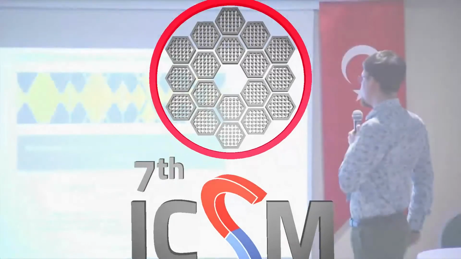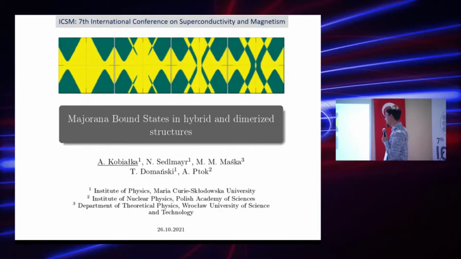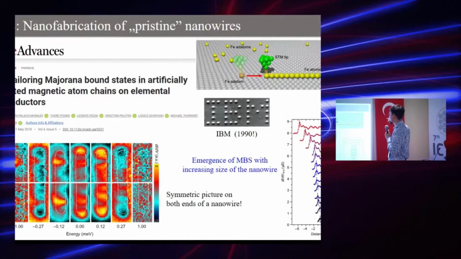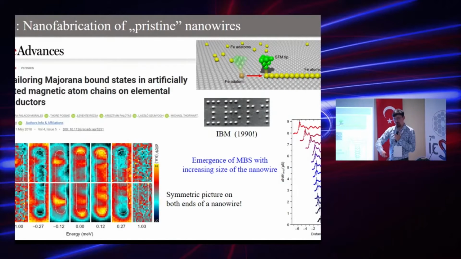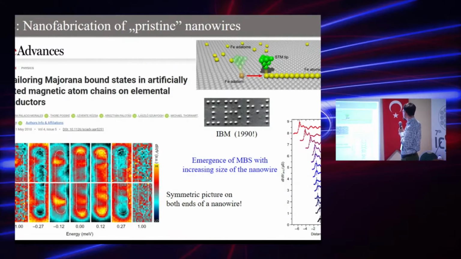So I will be talking about hybrid and dimerized structures that can host Majorana-bound states. And as Professor Wiesendanger told quite thoroughly yesterday, his group managed to create a system that can host Majorana-bound states by putting iron atoms on a rhenium surface using a method known for over 30 years now.